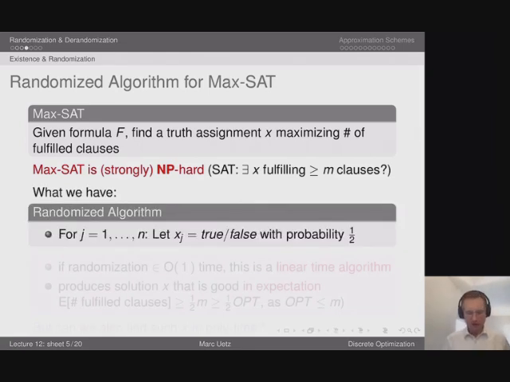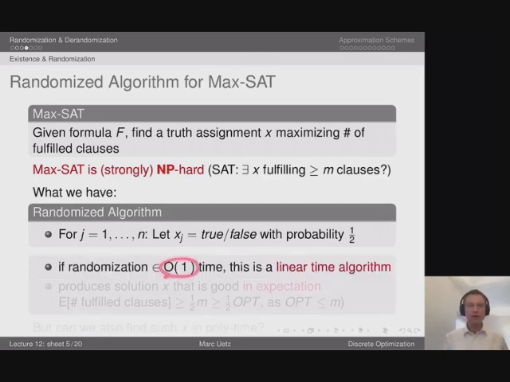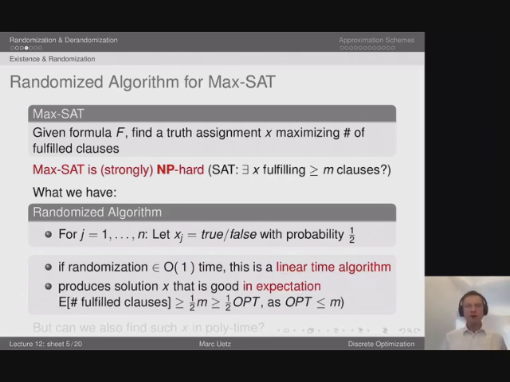So for this discrete optimization problem, we have a good algorithm in a certain sense. What we have is a randomized algorithm, namely which sets Boolean variables to be true or false, each with probability 1/2 and independent from each other, right? So assuming that this randomization can be done in constant time, this is even a linear time algorithm, and it produces a solution x, of which we can say, well, it's at least good in expectation, right?